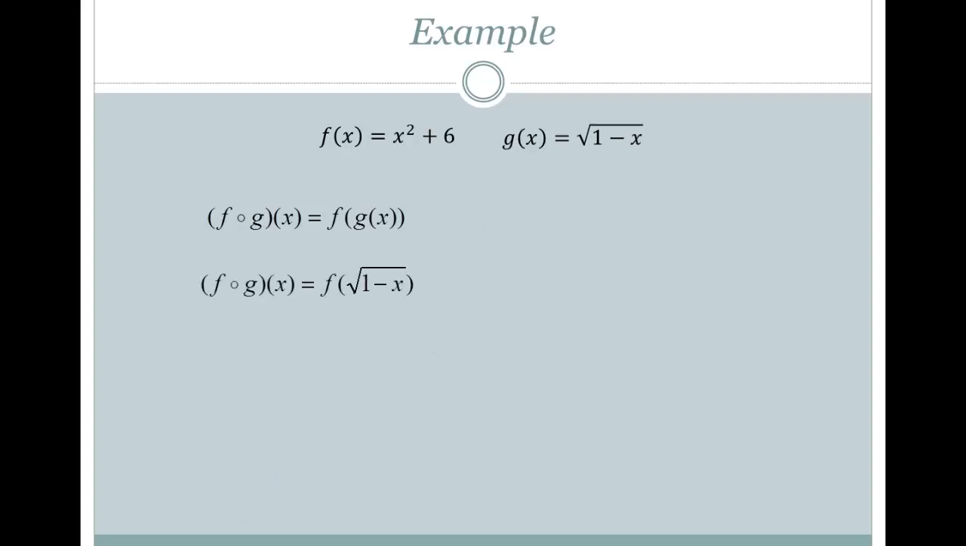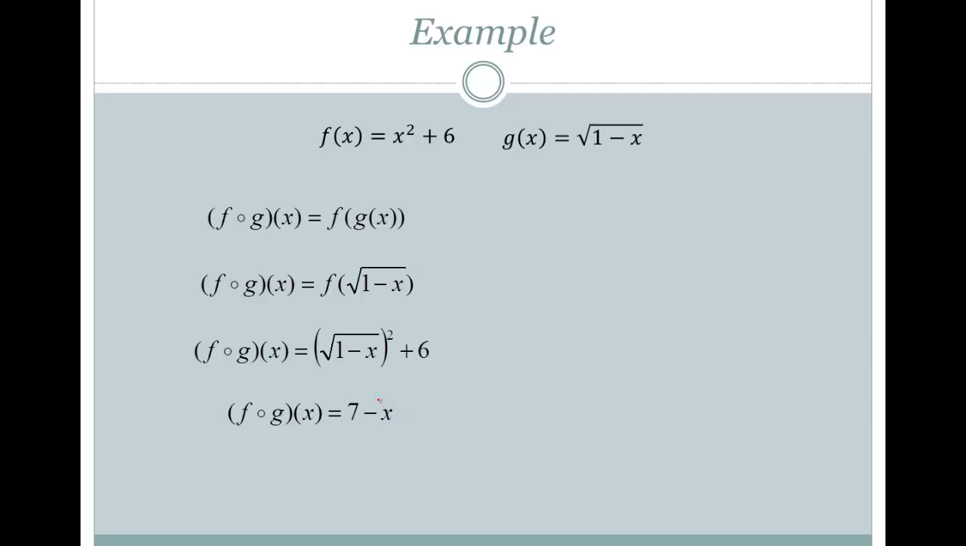So if I keep going here, f bubble g of x means that I have f of the square root of 1 minus x. This now means wherever I see an x in this equation, I'm plugging in the square root of 1 minus x. If I do that, I get the square root of 1 minus x, and then I'm going to add 6 to it, and you should see that I get 7 minus x.